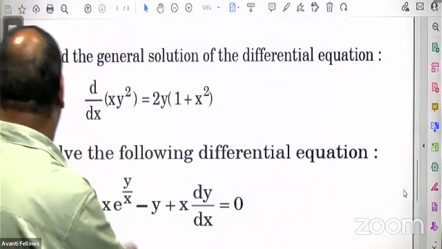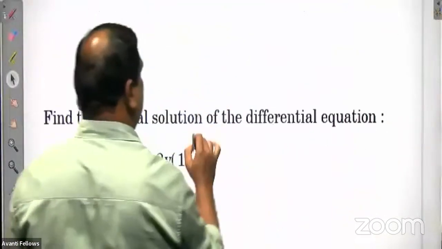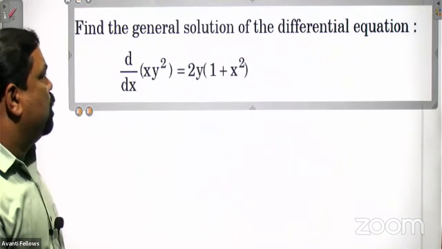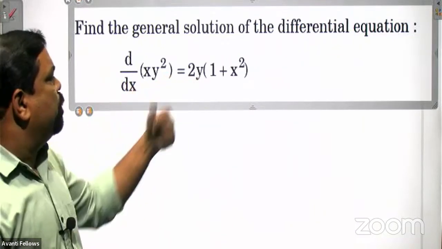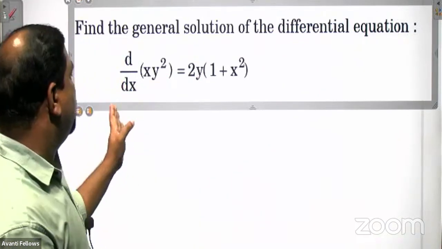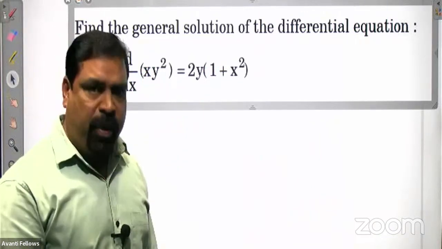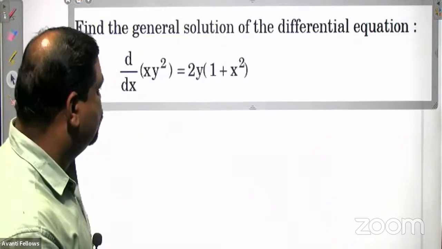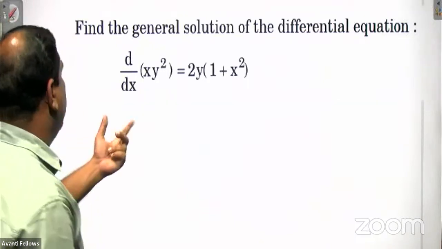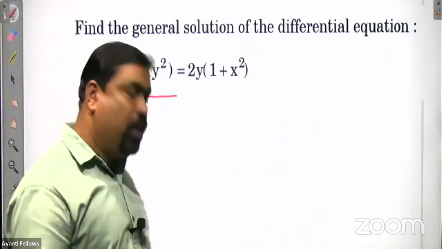Okay, now look at this question. Find the general solution of the differential equation d by dx of xy square equal to 2y into 1 plus x square. So it is given here d by dx of xy square. So we have to differentiate it.